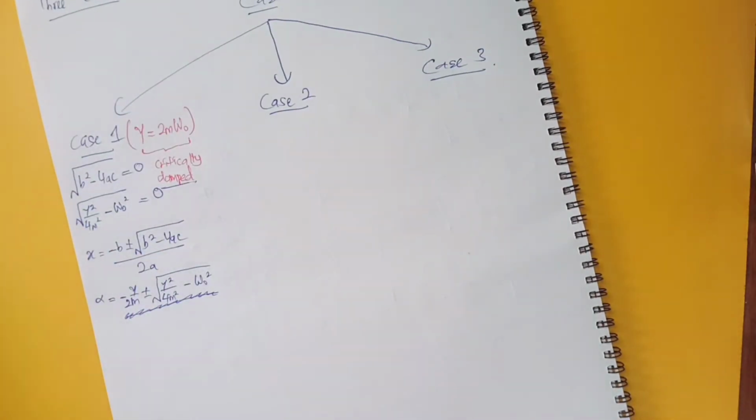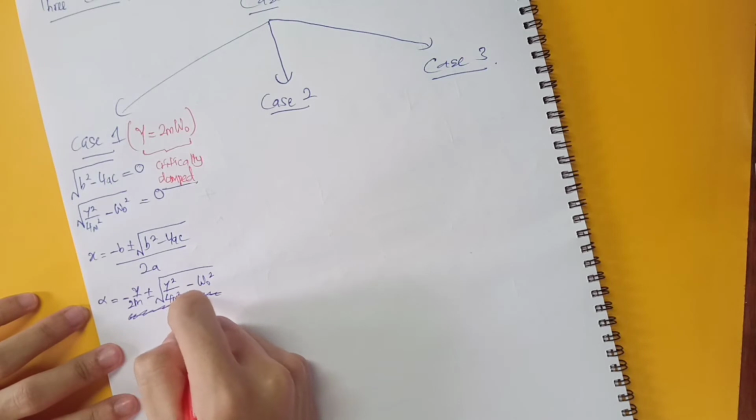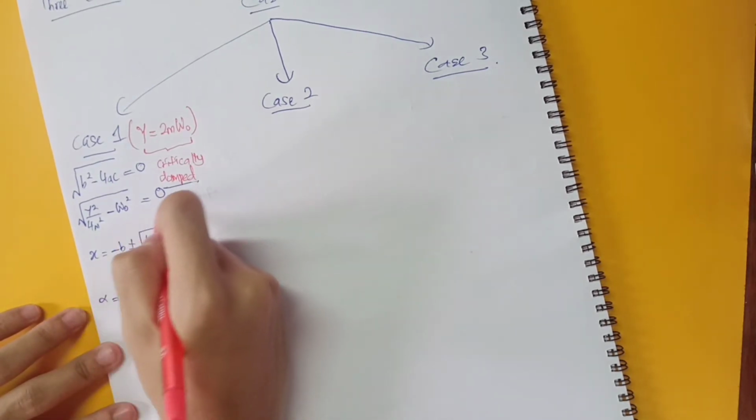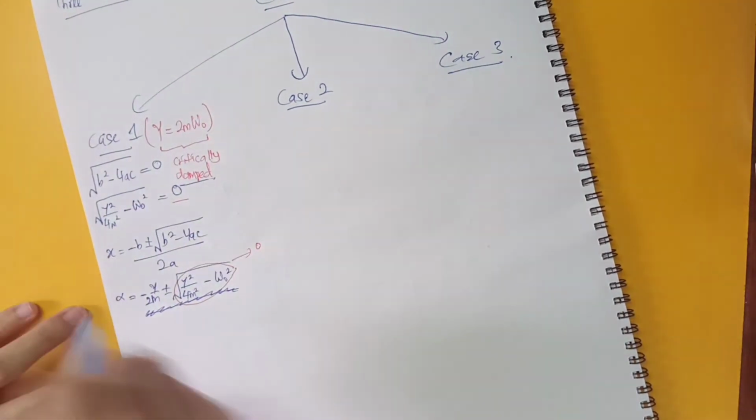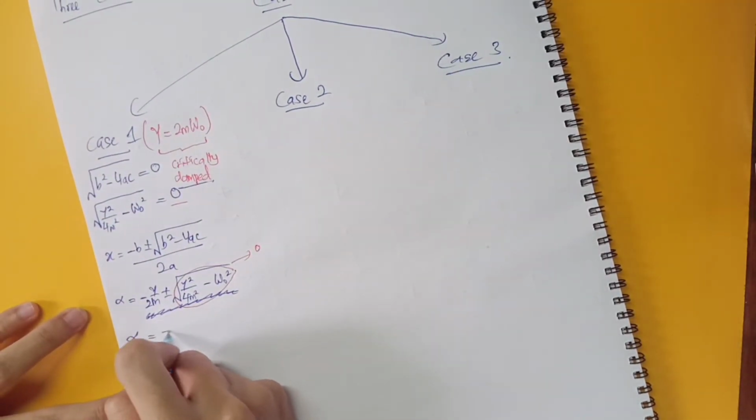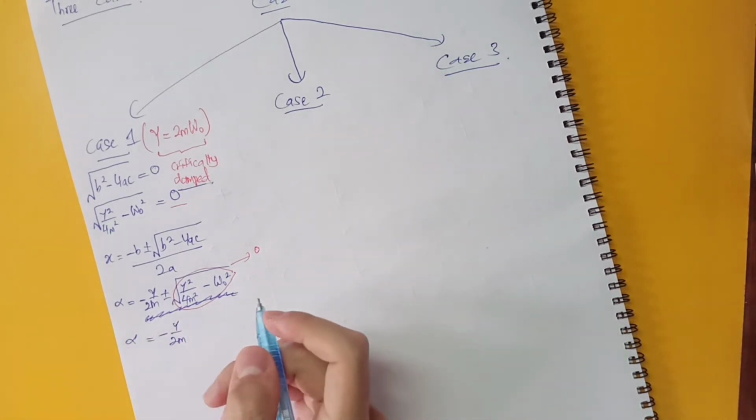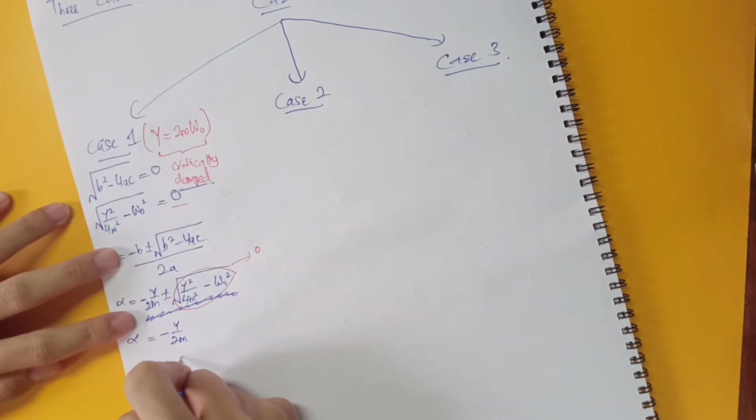Now we know that in this case, gamma square over 4m square minus omega naught square is equal to 0. So when it comes to 0, we found that alpha is equal to negative gamma over 2m, and then gamma is equal to negative 2 alpha m.